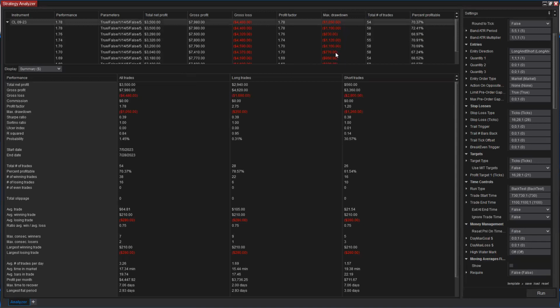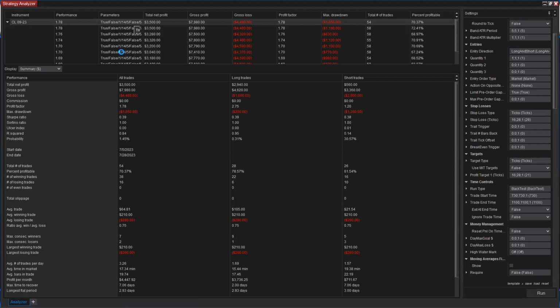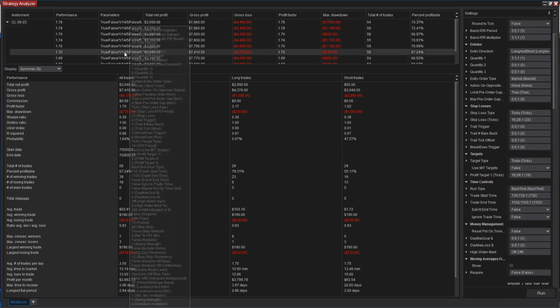Is there any max drawdown that's way better? This one's really good. Not quite as much profit, but the profit factor is very similar. This one is a 23 stop and 19 target, which is a lot closer to what we already had. I'd be more inclined to go with this one, even though it's a little bit less money, because it's closer to what I originally had.